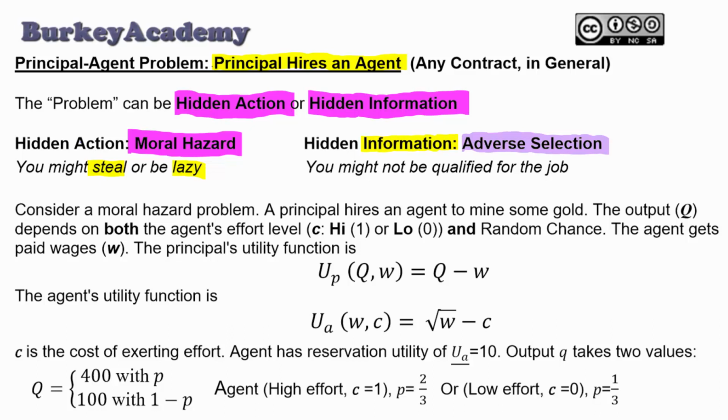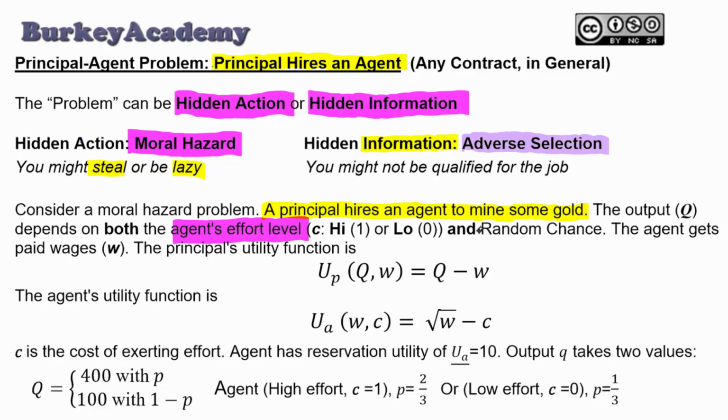So in this problem, we're going to consider a moral hazard problem, and the story is the following. We're trying to hire someone to do a job for us. Perhaps we need them to go mine some gold. We have some land, we know there's some gold there, we don't know how much, and the output, the amount of gold this person is going to dig up, is going to depend on two things. First, the agent's effort level. How hard do they work?